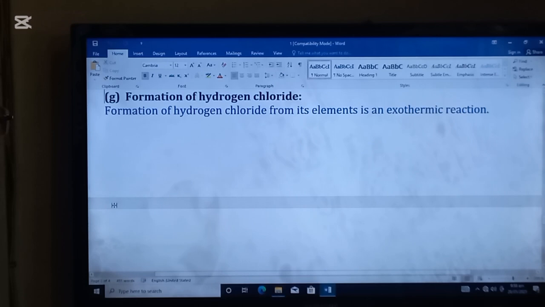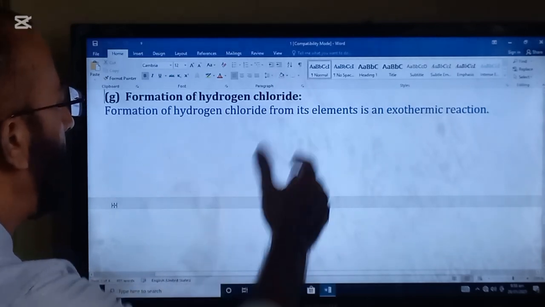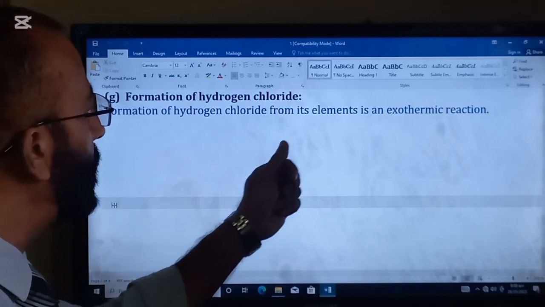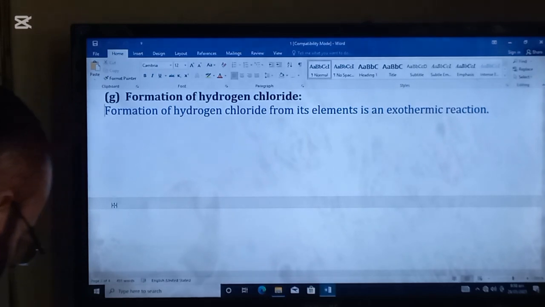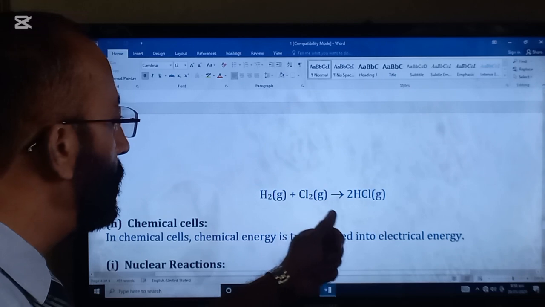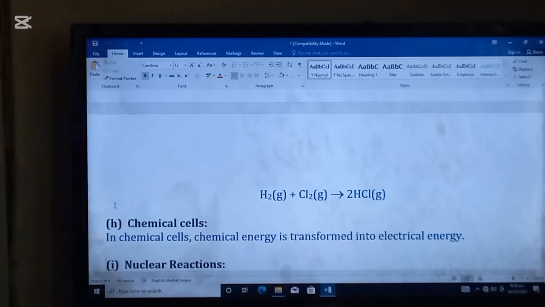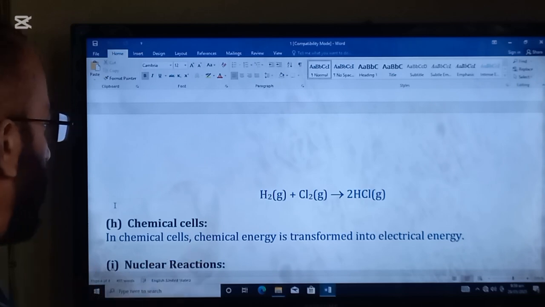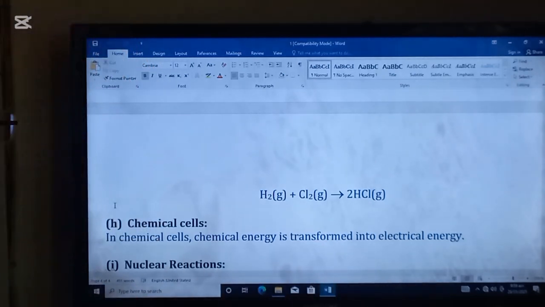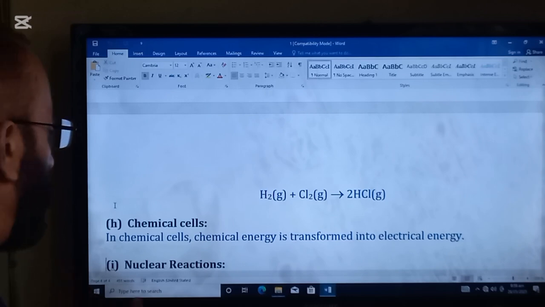Another example of the exothermic reaction is the formation of hydrogen chloride. Formation of hydrogen chloride from its elements is an exothermic reaction. Equation is H2 plus Cl2 forms 2HCl. The next example is chemical cells. In chemical cells, chemical energy is transformed into electrical energy. And the last example for today in exothermic reactions is nuclear reactions.